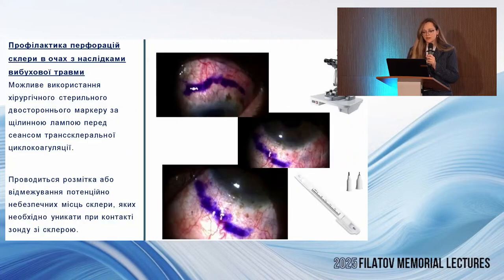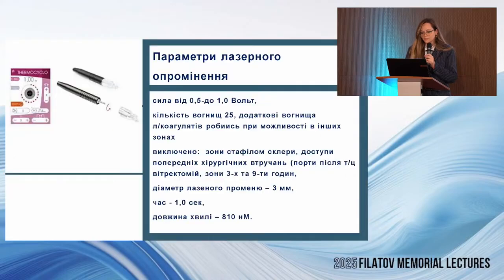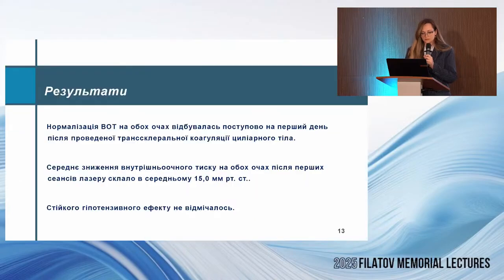The prevention of scleral perforation was based on using the slit lamp, which enables detection of the most dangerous areas of the sclera that should be avoided during the operation. The parameters of the laser were up to 2 volts. The number of flashes was 25. Additional flashes were used in other zones, except for dangerous places in the areas of previous surgical interventions.